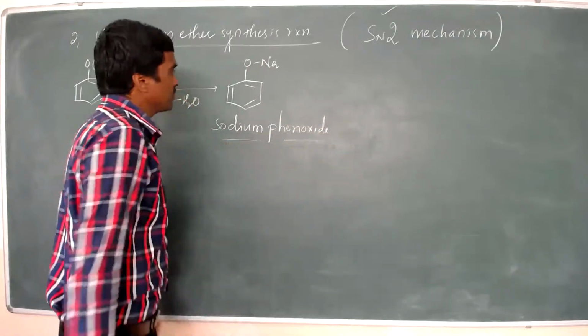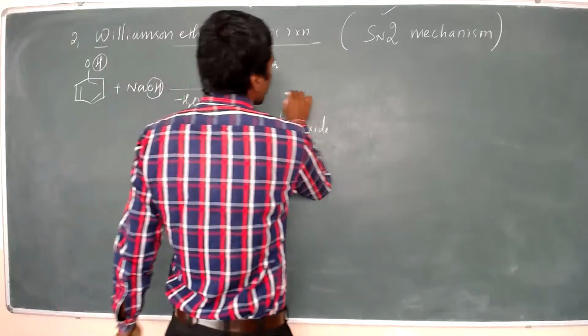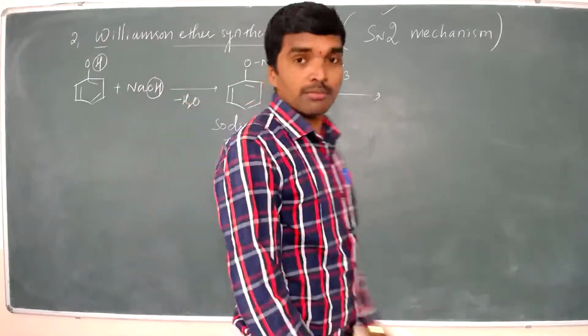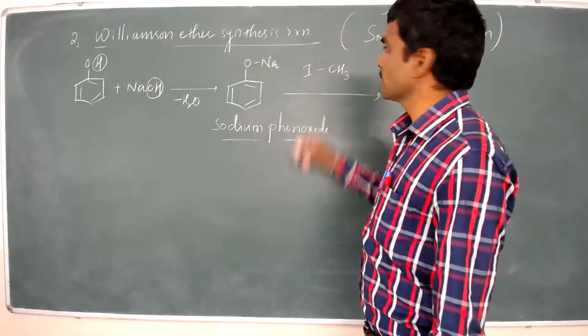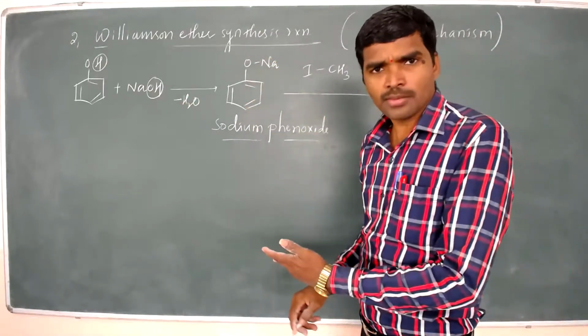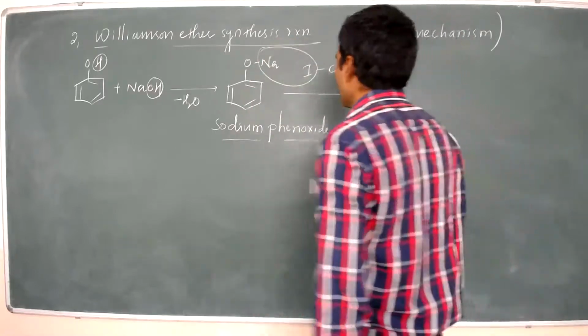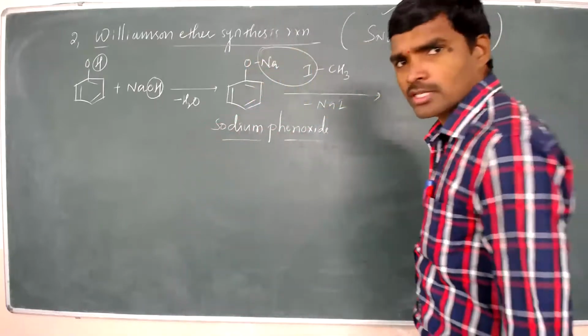Sodium phenoxide will be formed. This sodium phenoxide reacts with methyl iodide. Sodium phenoxide reaction with methyl iodide. Then you say aromatic ethers only. Then you remove NaI. So what product is formed?